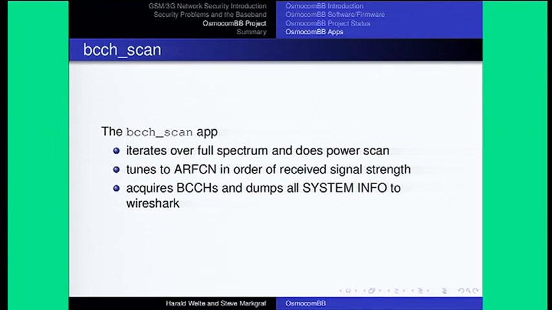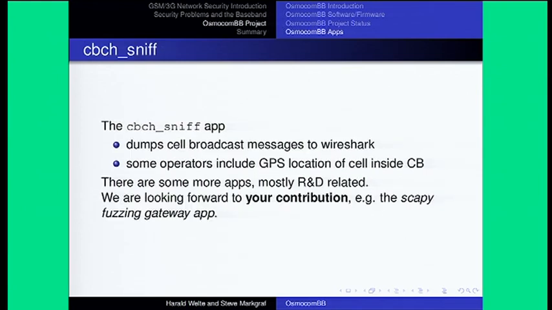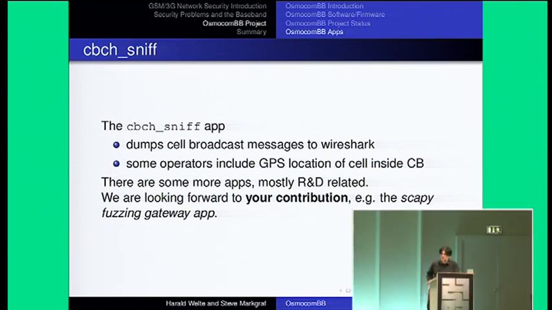Okay. Next slide. Then we have CBCH sniff, which is a cell broadcast channel sniffer that just gets all the data it can get from the cell broadcast channel. Cell broadcast channel is something that used to be used more than it is today. Some operators are actually putting the GPS coordinates of their cells in the cell broadcast. I think O2 is the example in Germany here. There are some more apps in there that are mostly R&D related.